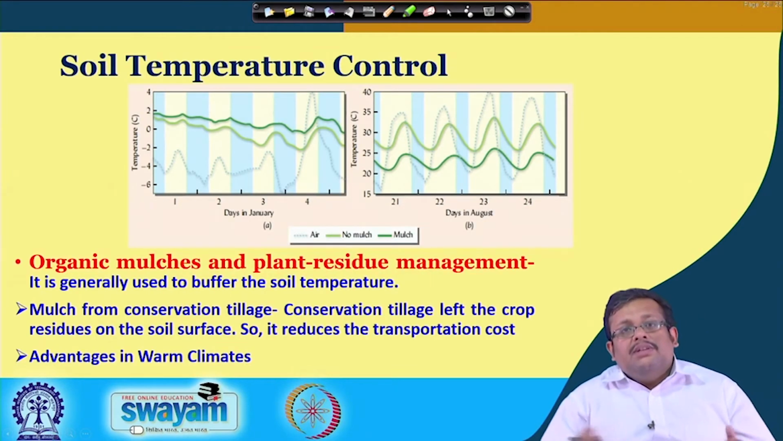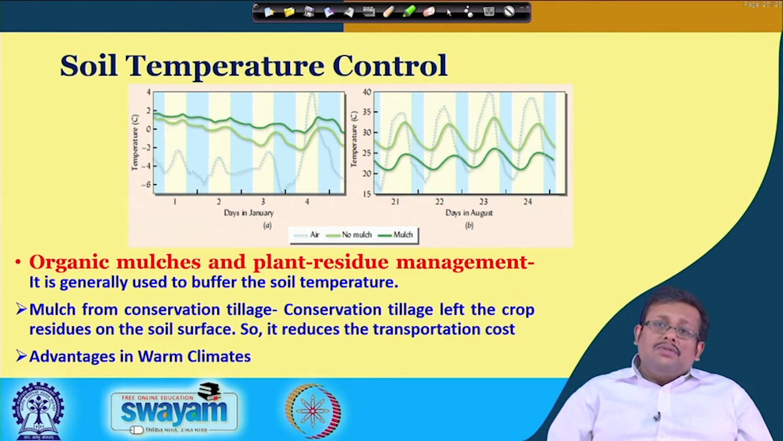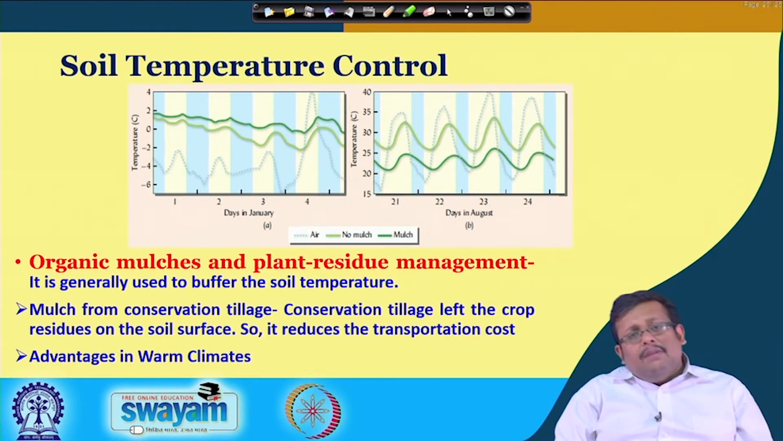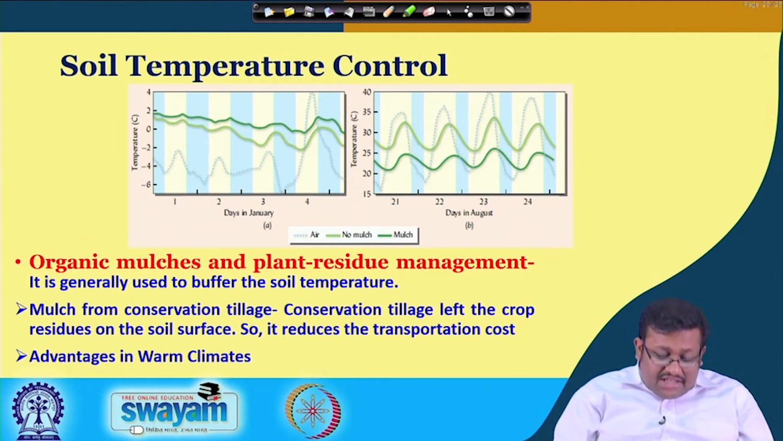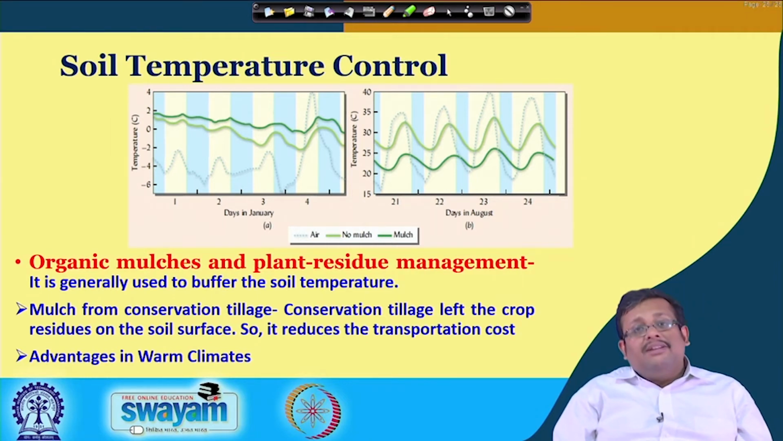So, how can you control the soil temperature? Well, there are a couple of ways to control the soil temperature. Some examples of management strategies for controlling the soil temperature are organic mulches and plastic residue management. They are generally used to buffer the soil temperature.